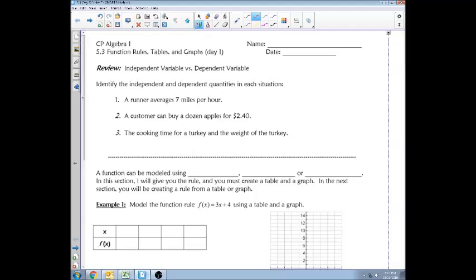Go ahead, give yourself some time. Try 1, 2, and 3 on your own. Come on back and let's see how you can do. All right, welcome back. Let's see how you can do.